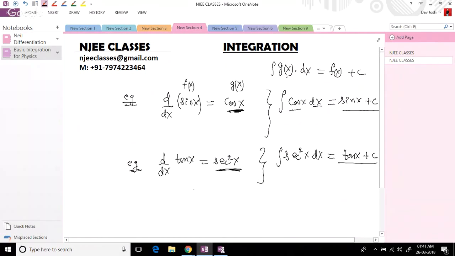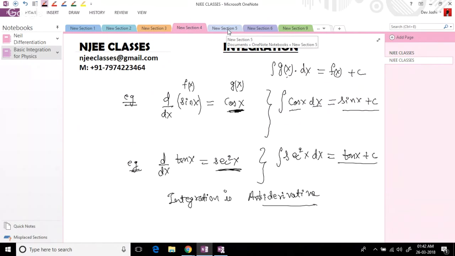Or we can also say that integration is antiderivative. Derivative and differentiation are the same term, so integration can also be referred to as antiderivative.